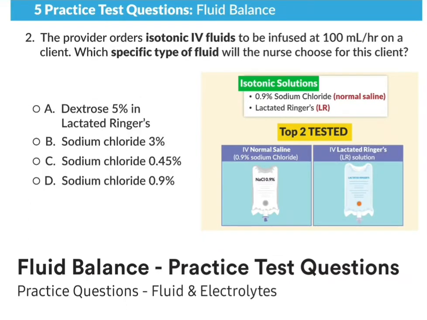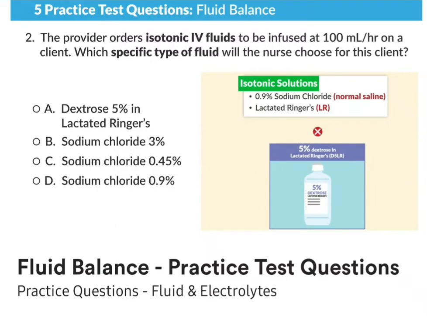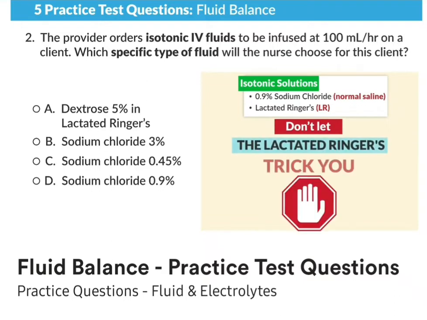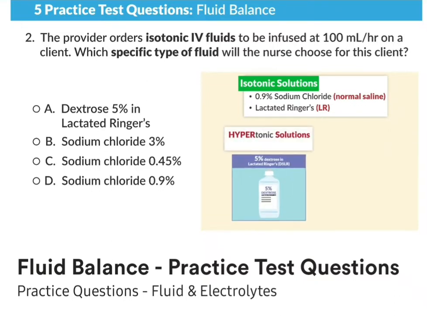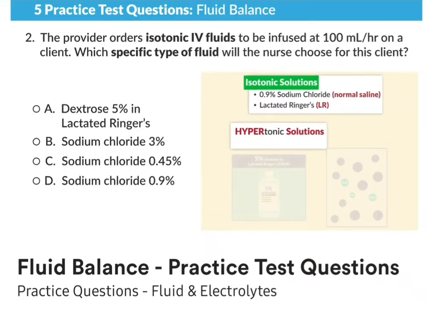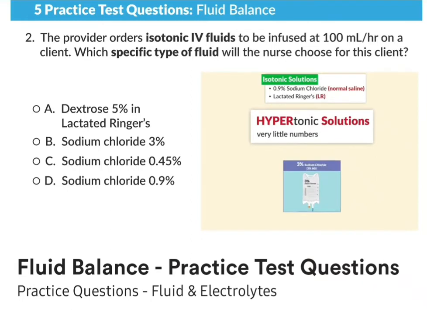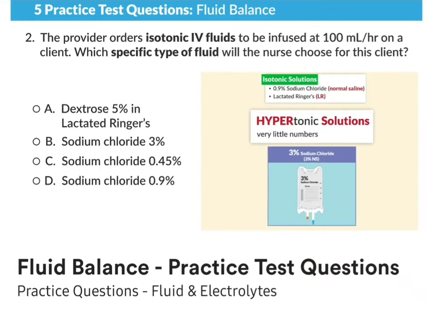So looking at our answer options here, option A would be incorrect. Dextrose 5% in lactated ringers. Oh man, this one is tricky, but it's wrong. It's not an isotonic solution. So don't let the lactated ringers trick you here. This is actually a hypertonic solution, since the dextrose makes it a thick, sugary solution with many solutes, classifying it as a hypertonic. Now B is incorrect as well, because sodium chloride 3% is hypertonic solution.